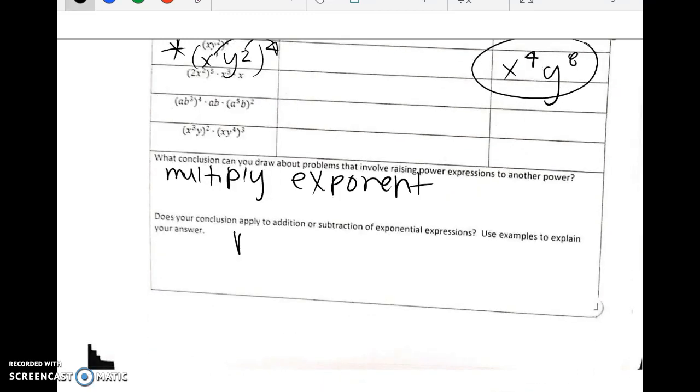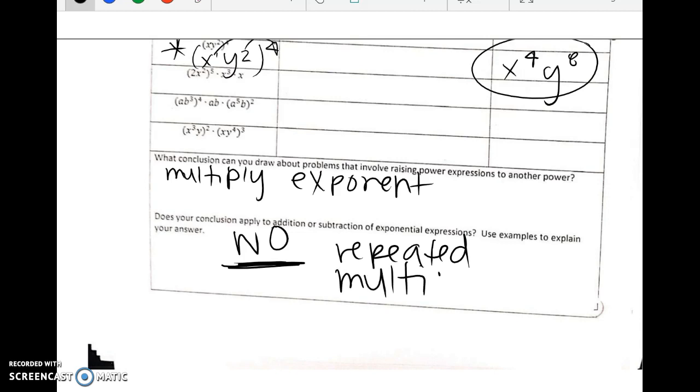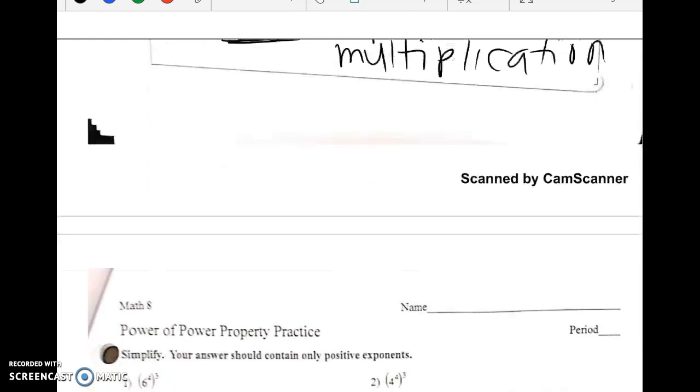So my conclusion, no. We are doing repeated multiplication. That does not work with addition and subtraction. These exponents are repeated multiplication, so it only works for this.